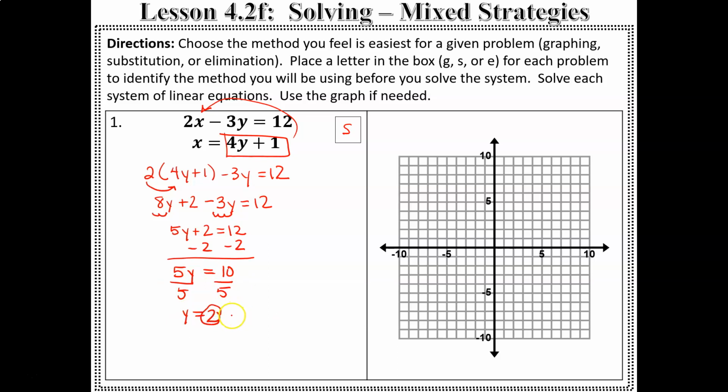Now I'm going to put that in. You have to be careful here. Unlike elimination, I use the top one. So now I have to put this into the bottom one. So now I have x equals 4, and instead of the y, the 2 goes in, so the y is gone, plus 1. So I have x equals 4 times 2 is 8, plus 1, x is 9. So my answer is 9, 2. If I were to graph, they would cross at the point 9, 2.